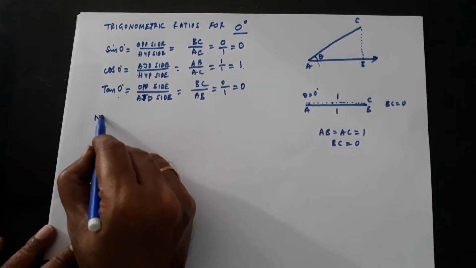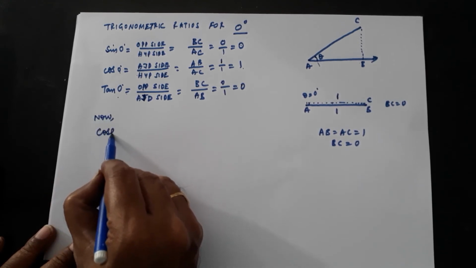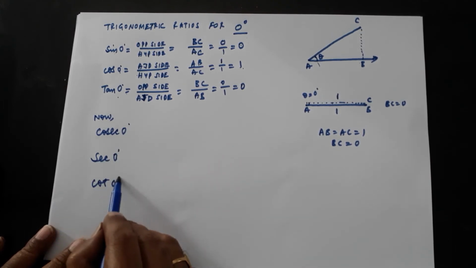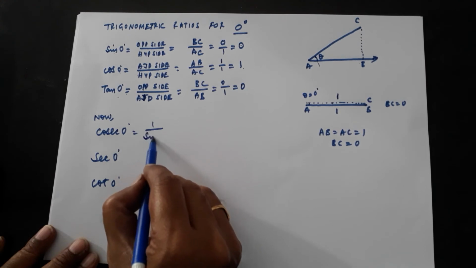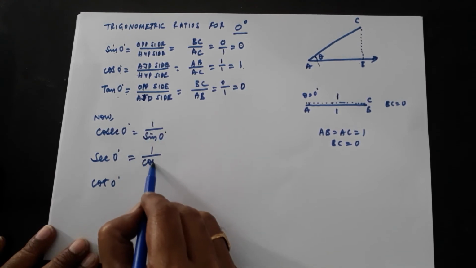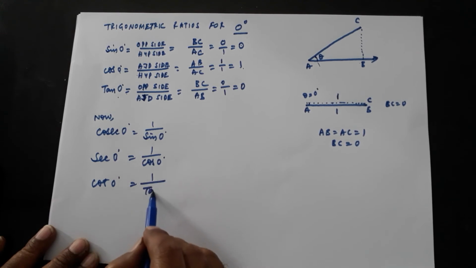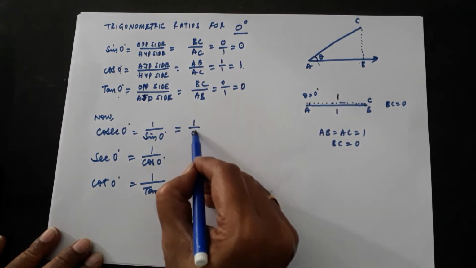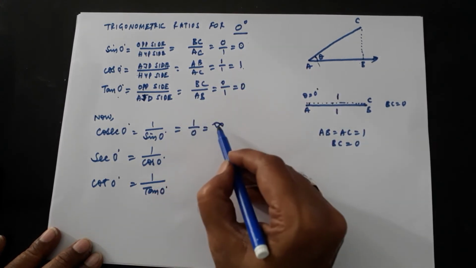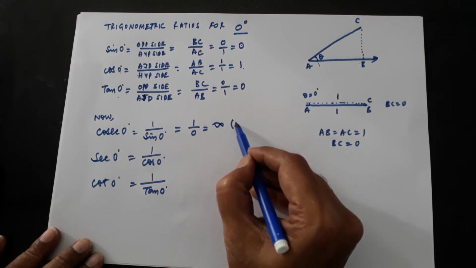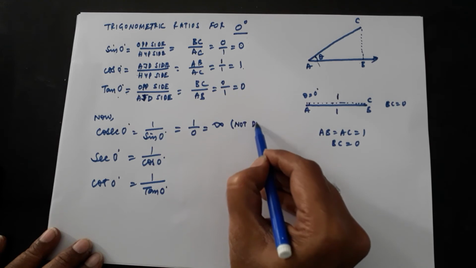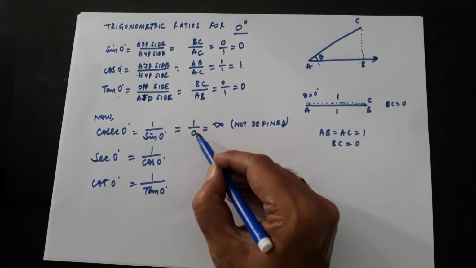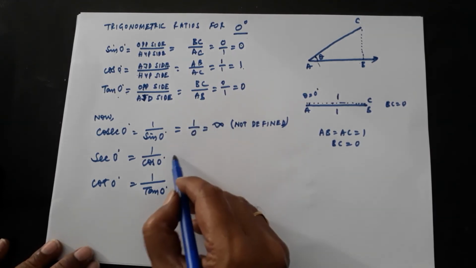Now we can find out cosec 0, sec 0 and cot 0 degrees. Cosec 0 is 1 by sin 0, sec 0 is 1 by cos 0, cot 0 is 1 by tan 0. So 1 by sin 0, and sin 0 is 0. So 1 by 0 is nothing but infinity. That means we cannot define it. You can write it as not defined. 0 by 1 is 0, but 1 by 0 is infinity, which is not defined.